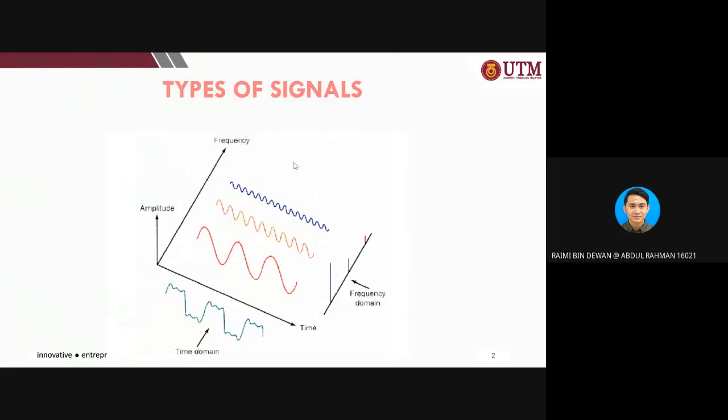Here you can see we have a 3-dimensional graph. You have the time domain, you have the frequency domain, you have amplitude, frequency, and time. This is the axis value.